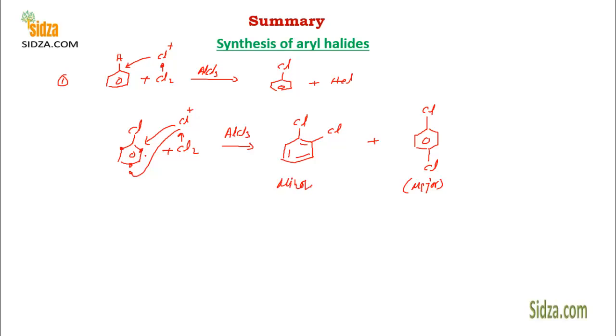Alright. The further chlorination only occurs at the ortho and the para positions because chlorine is an ortho-para directing group, right? It has lone pairs of electrons, and due to resonance, electron density will increase at the ortho and the para positions. So that's why the second chlorine electrophile is going to attack at the ortho and the para positions. So chlorine, being an ortho-para directing group, will direct the electrophile to attack at the ortho and the para positions. So that's why you get the two products here.